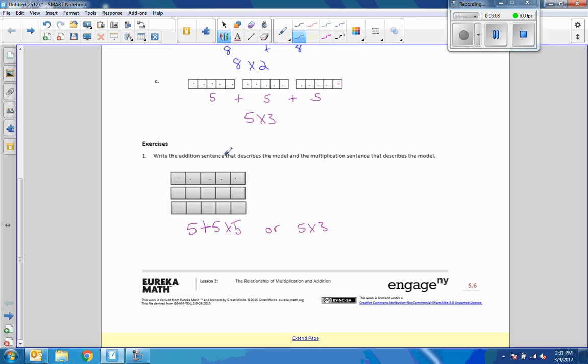Write an addition sentence that describes the model and a multiplication sentence that describes the model. So 5 plus 5 plus 5 or 5 times 10.